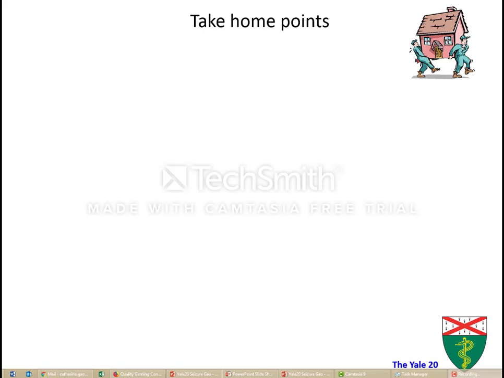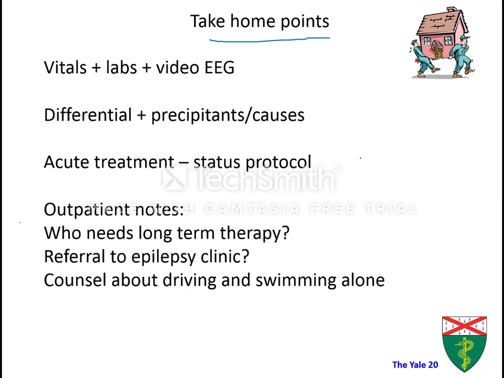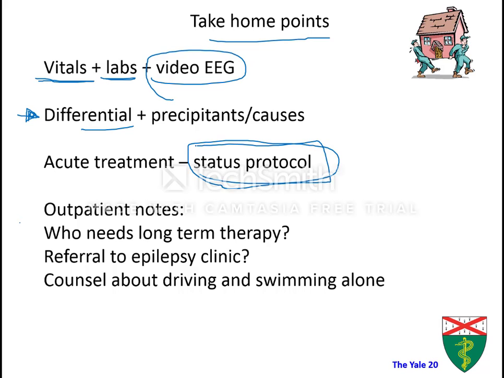All right, so finally wrapping up, let's talk about some take-home points. So basically, seizure. This is a very, very brief dip into the ocean of seizure, but the mainly important things I want to emphasize are vitals, labs, and EEG. We have a differential of things that could cause it and things that can mimic seizure. We have the status protocol for things you can do in the acute setting, but let's be honest, you're probably going to ask for help from the neuro consult team at this point.